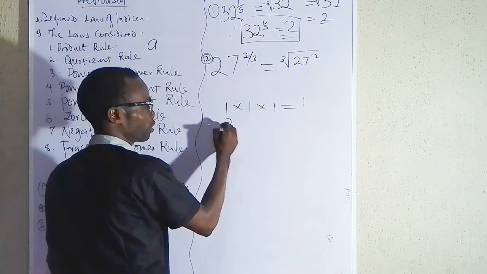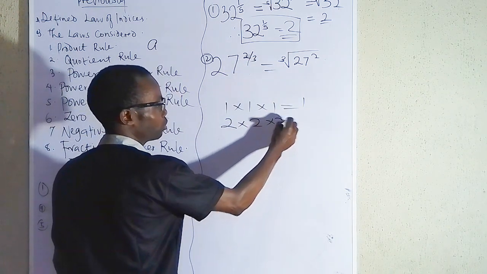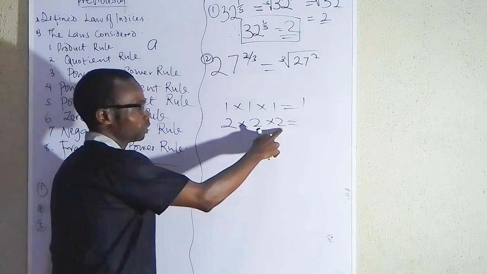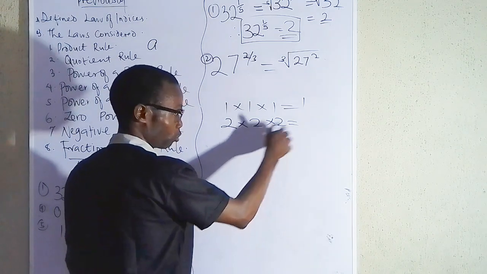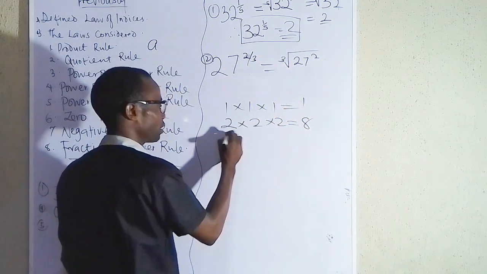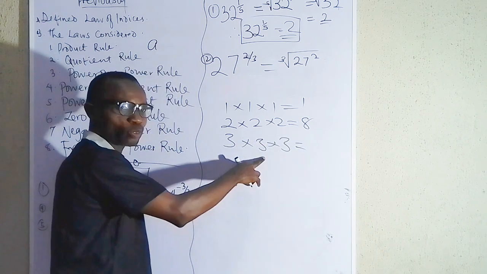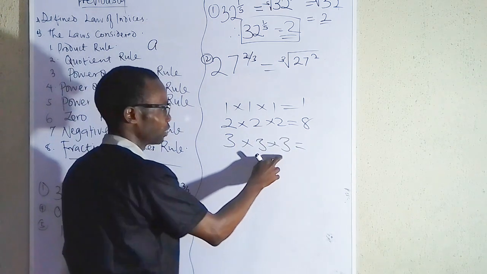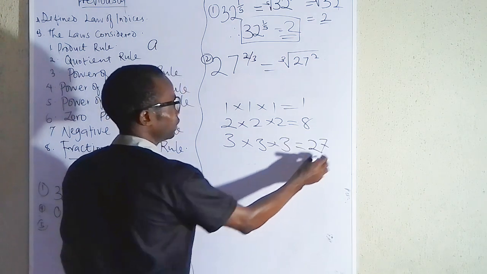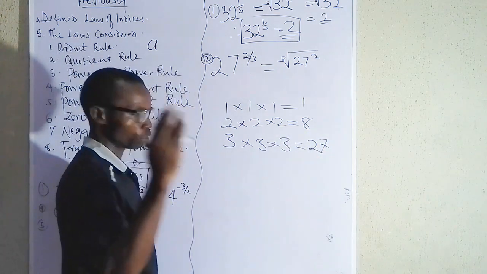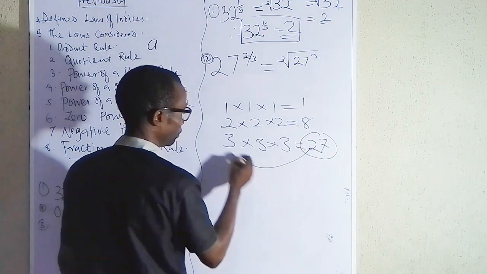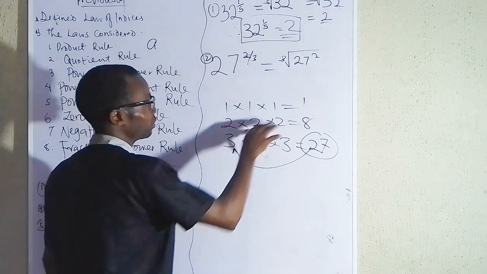Another is 2. Let's try 2. 2 times 2 times 2. 2 times 2 is 4, times 2, 8. It's not going to be 27. Let's try 3. 3 times 3 times 3. Now 3 times 3 is what? 9. 9 times 3, 27. In other words, the cube root of 27 is 3. So 3 is the number.